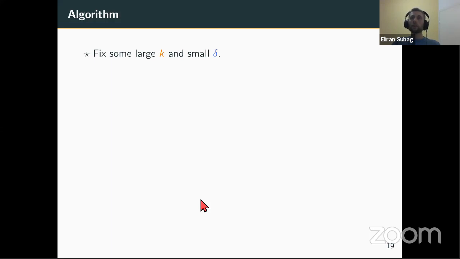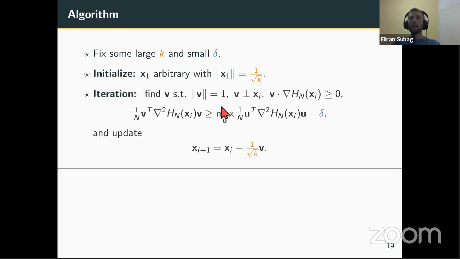Pick some large number of steps k, some small error delta, initialize arbitrarily for the first step, it doesn't matter, take some point with radius 1 over square root k, and then at each iteration, choose a direction, a vector of length 1, which is orthogonal to your current position. I also want to require that the projection onto the gradient is positive. I'll show you why in a second, essentially to avoid dealing with the first order term in a Taylor expansion. And note that if it's negative, I can just flip the sign and have the other inequality.